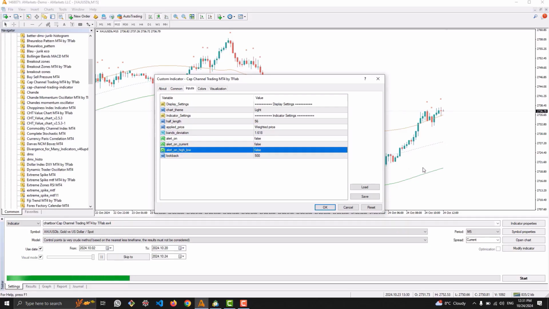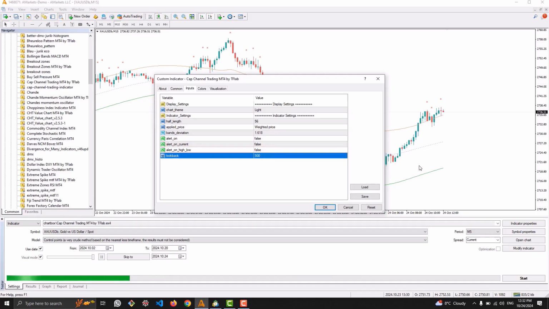The next option for alerts is when we want only the high price to cross above the upper line of the channel, or the low to cross below the lower line of the channel without waiting for a close. If it is true, it issues an alert as soon as the high or low crosses the upper or lower line of the channel. However, if it is false, it waits for the candle to close above the upper line of the channel or below the lower line of the channel before issuing the alert.